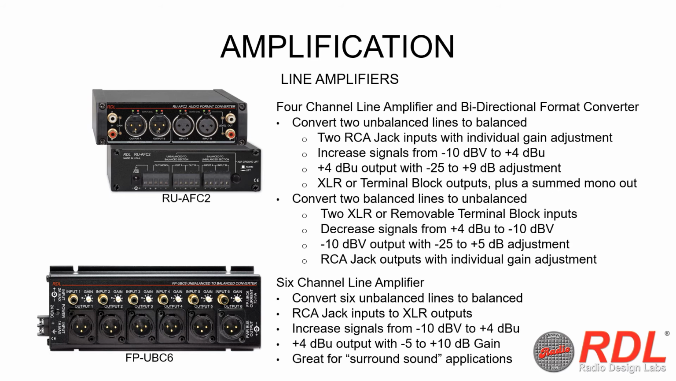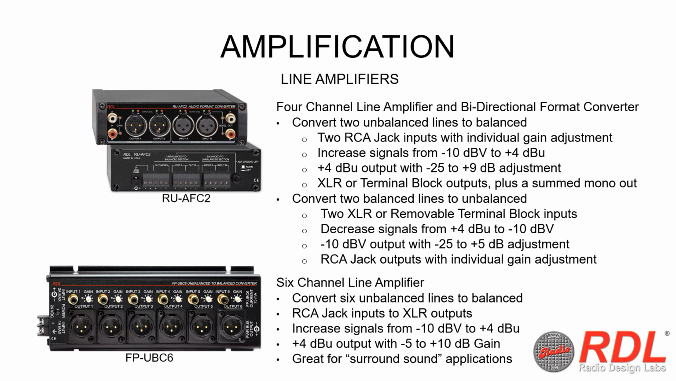The second half is used to convert two balanced lines to unbalanced. You have two XLR or removable terminal block inputs. This unit is used to decrease signals from +4 dBu to -10 dBV. The -10 dBV output has gain adjustment from -25 to +5 dB. It has RCA jack outputs with individual gain adjustments.